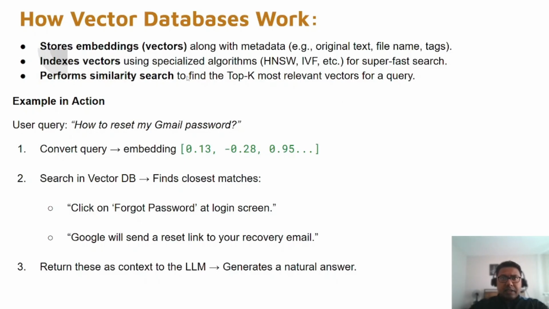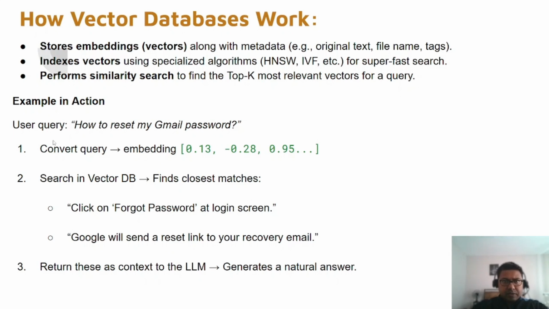So what it does, it first stores any text or any information in the form of vectors, and it always keeps track of the metadata, that is, the original text, the file name, and the information it's storing along with the vector. Second, it indexes all its vectors so that during search it can respond super fast. Third, it does similarity search so that it can find the top k, meaning the most relevant vectors, for any query.